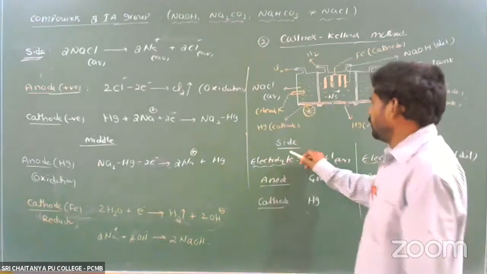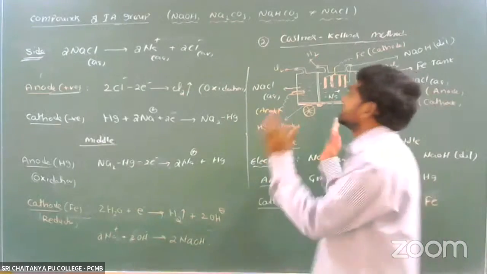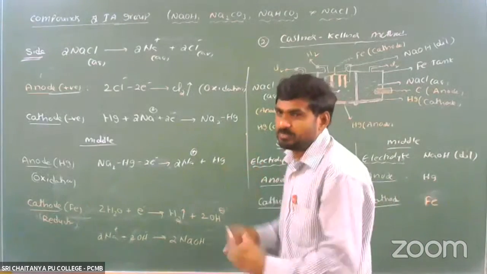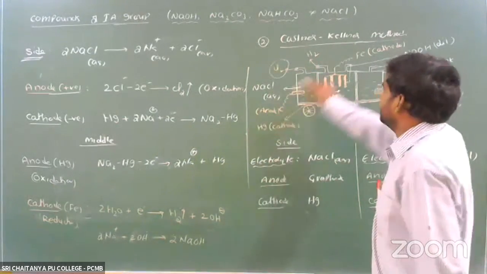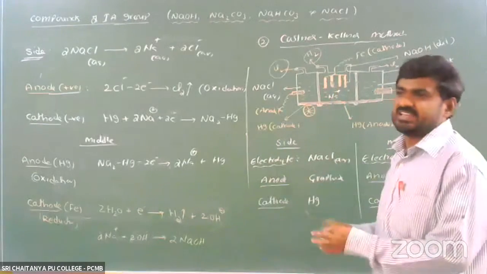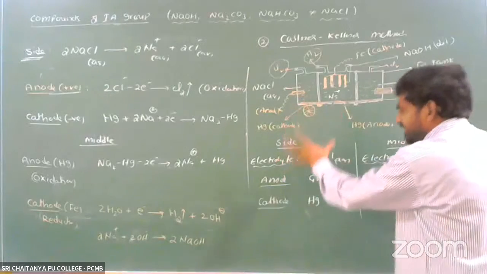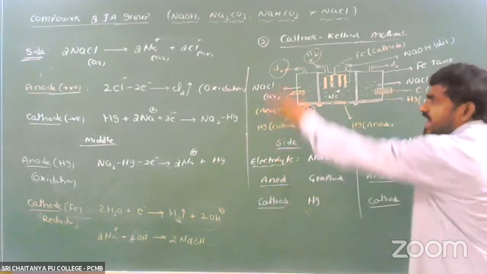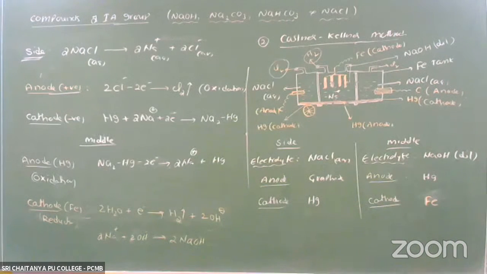The electrolyte, anode, cathode, and the anode and cathode reactions in the side compartments and middle compartment are important. The gas liberated from the side compartment is chlorine gas. The gas liberated from the middle compartment is hydrogen gas. These are important reactions. Okay, next, the properties of sodium hydroxide.